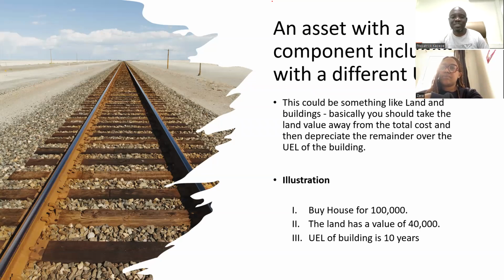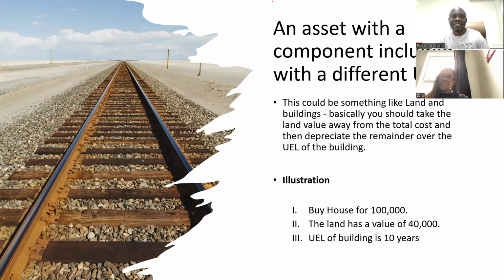These are just basic computations. Say you buy a house for 100,000 and the land has a value of 40,000. So 100,000 minus 40,000 is 60,000, divided by 10, which gives you your depreciation of 6,000. Land is not depreciated, as we are taught.